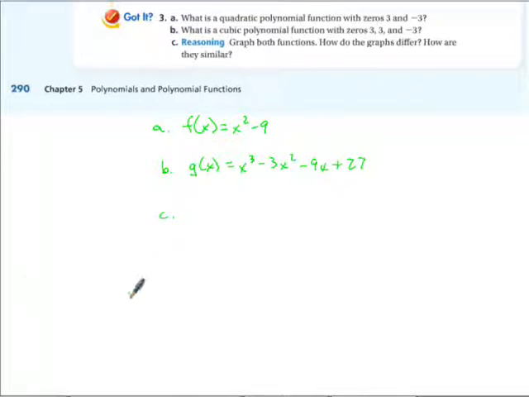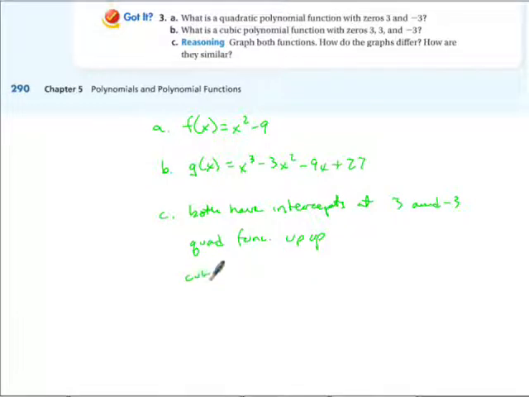Hopefully what you got is that they both have intercepts at 3 and negative 3. The quadratic function has up, up end behavior. And the cubic function, hopefully you got that one, has down, up. You might have also talked about turning points, stuff like that. So that's good. The quadratic has 1, the cubic has 2: 1 turn, 2 turns.